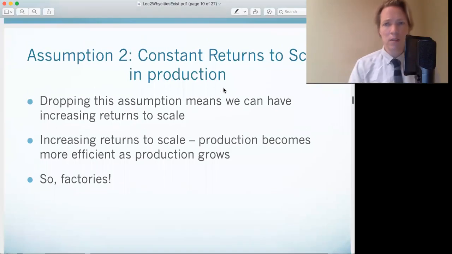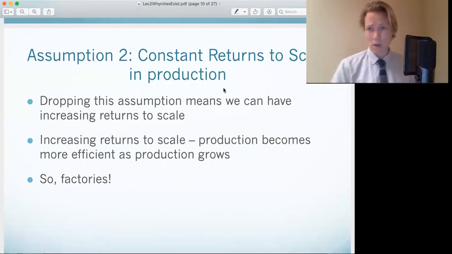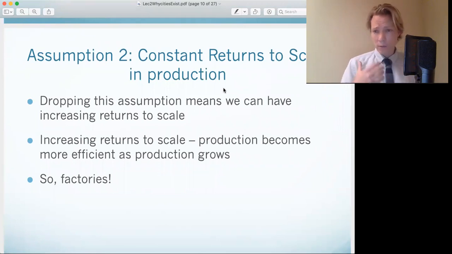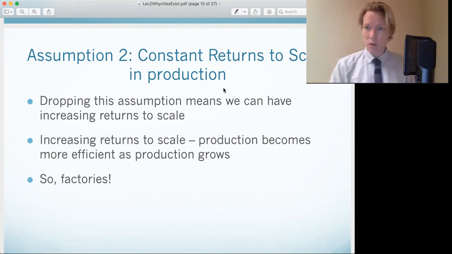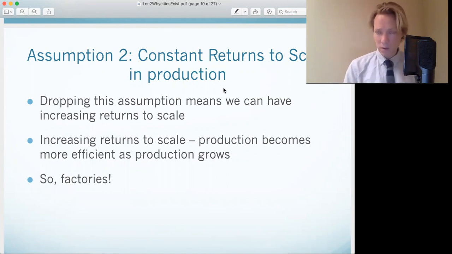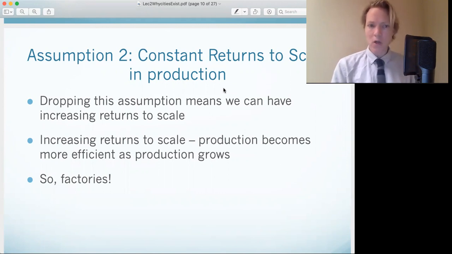Okay, our next assumption was constant returns to scale: that as a factory gets larger, it does not get more efficient. If we drop this assumption, which is not true in the real world, then we have increasing returns to scale. And so as the factory grows, it gets more efficient, the cost per unit drops, and therefore you're going to get large factories.